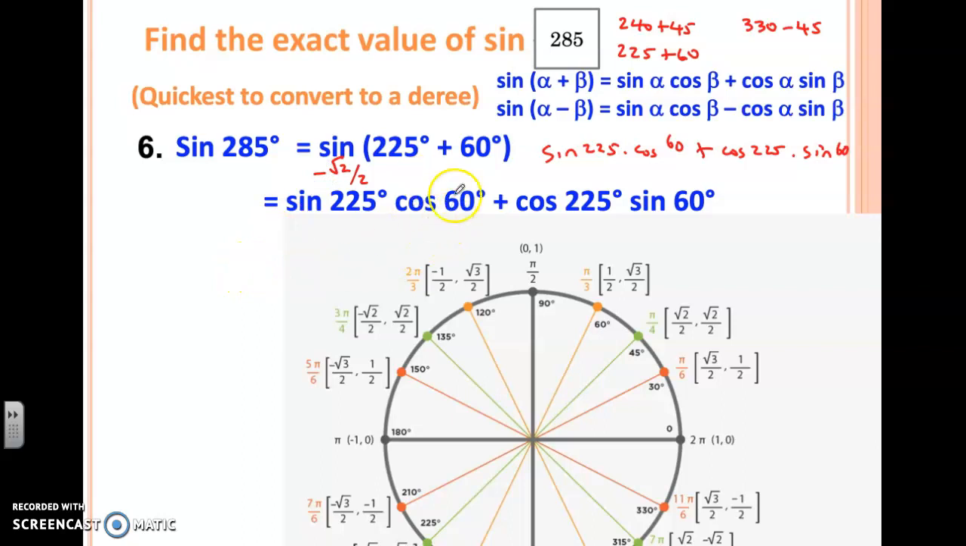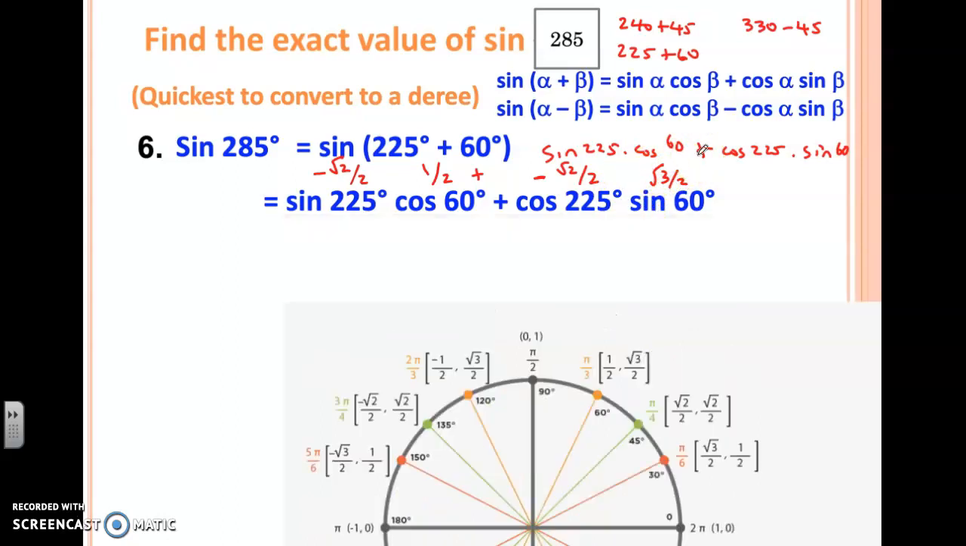Okay, next, cosine of 60. Cosine of 60, here's 60. Cosine is the first value, which is 1/2. Plus, cosine of 225, again, is related to the 45-degree angle, so it's square root of 2 over 2. And because it's in Q3, my cosine is negative. Yeah, my PowerPoint got cut right there. Sine of 60. 60 is the y value, which is square root of 3 over 2.